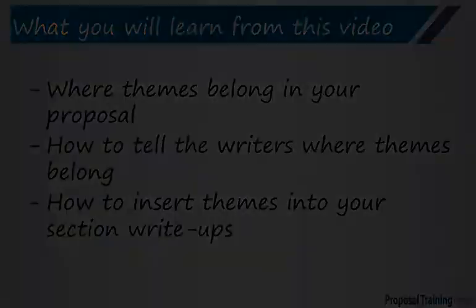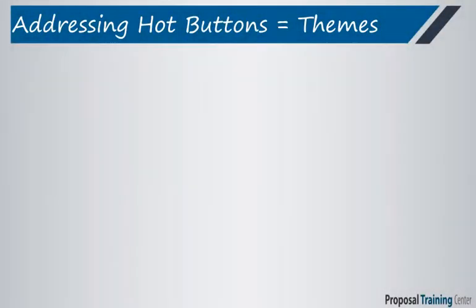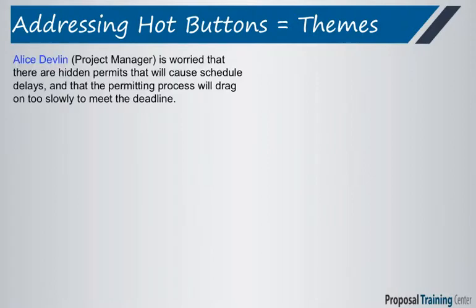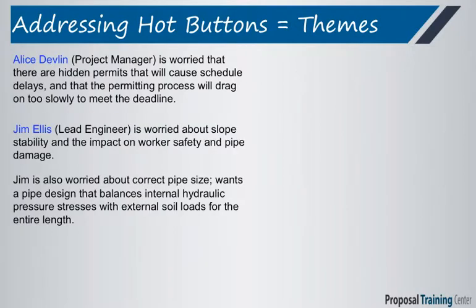Remember that in parts 1 and 2 I said addressing hot buttons equals your theme. You develop themes by first identifying what your customers want or want to avoid. If you remember, we first identified Alice Devlin's concerns. Alice was the customer's project manager. She was a key decision maker. Next, we identified Jim Ellis's concerns. Jim was the customer's lead engineer on the project, and he also had a big say in the final decision.